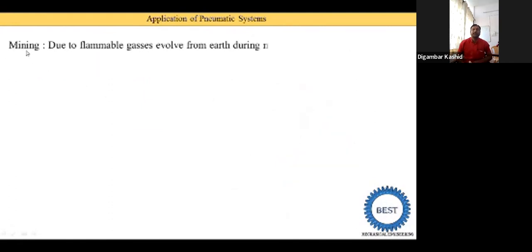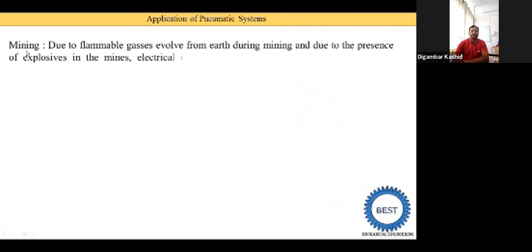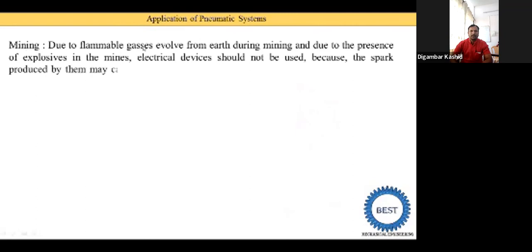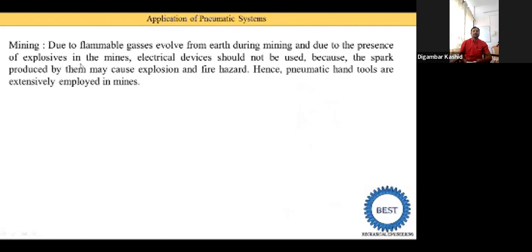Next one is mining operations. We all know that during mining, various flammable gases are released from the earth. Due to the presence of explosives in the mines, electric devices shall not be used, because in the mines there are flammable gases as well as explosives. Suppose we use an electric system and some spark occurs, then there is a high possibility of fire, because the spark may cause explosions and fire hazards. Hence, pneumatic hand tools are extensively used in mines.